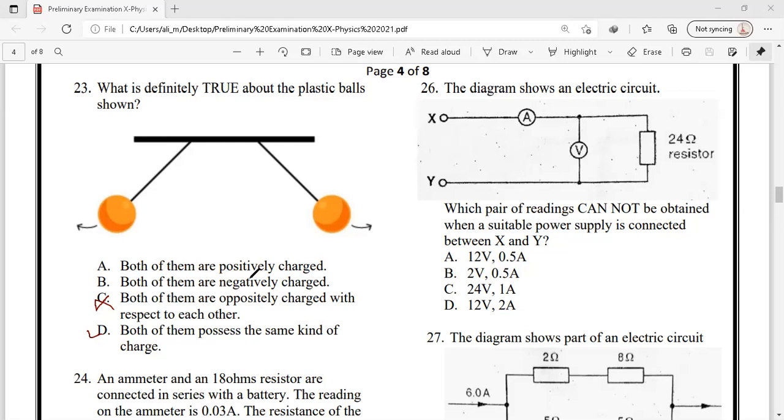Both of them are positive or both of them are negative, so we don't know what type of charge, both positive or both negative, so we don't know about that. So the correct answer would be option D, that states that both of them possess the same kind of charge, either positive or negative.